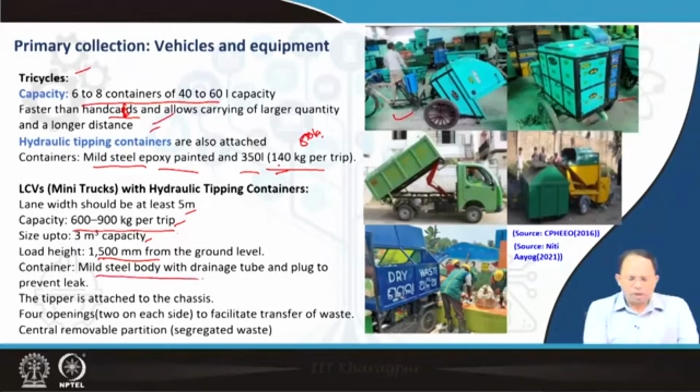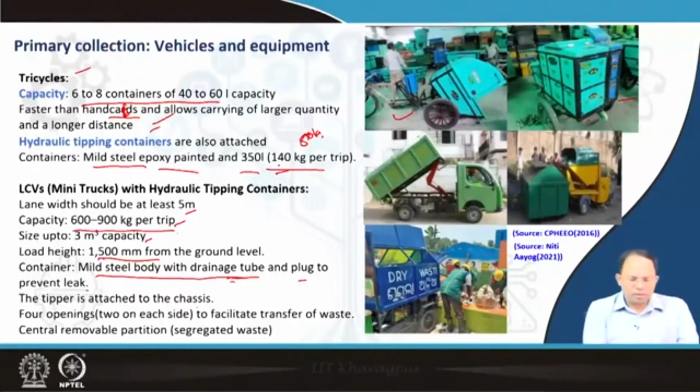Container is a mild steel body with a drainage tube and plug to prevent leaks. Because it's a container, moisture is there, and moisture will try to come out during transport. So there has to be some sort of system so that eventually this will be drained out when it is taken to a cleaning facility or to the final storage facility. So that's why a drainage tube as well as a plug is there to prevent leakage along the way.